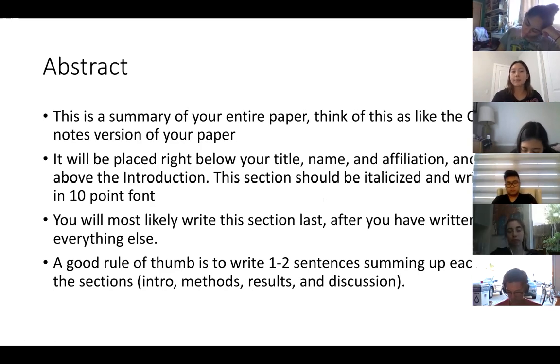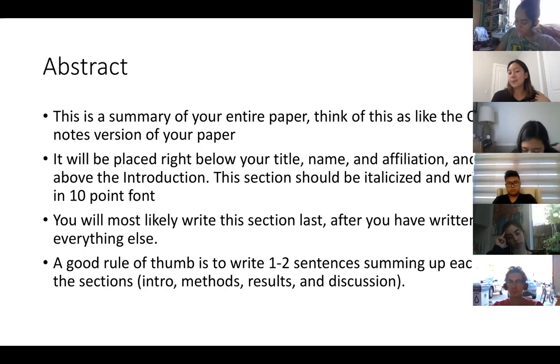And I highly recommend that you do write it last. It's going to be a lot easier for you to sum everything up once you have everything written. So a good rule of thumb for the abstract is to write about 1 to 2 sentences summing up each of the sections. So about 2 sentences for your intro, your methods, your results, and your discussion.